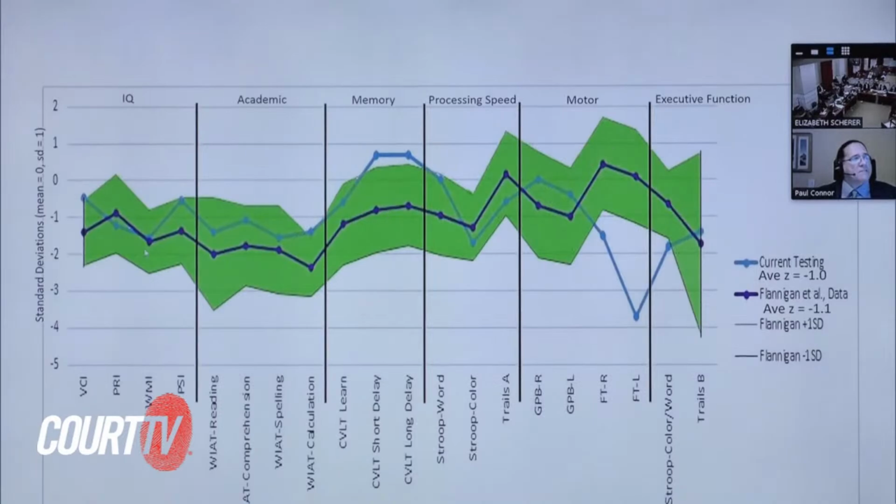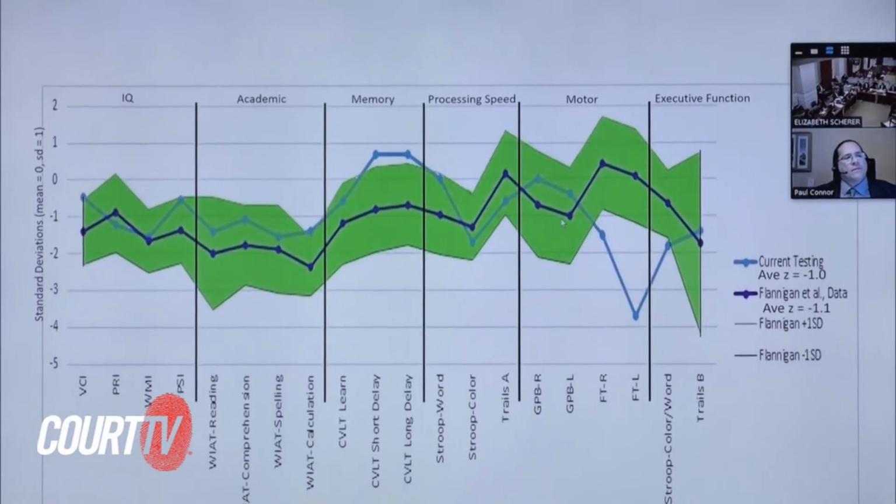So as you might expect, Mr. Cruz was doing a little bit better. But this green swath that you see here is the standard deviation range that was reported in the study of the youth with FASD. There are 20 scores represented here. In 13 of them, Mr. Cruz's performance was within the range of one standard deviation, either above or below the mean. So for the most part, fairly consistent.